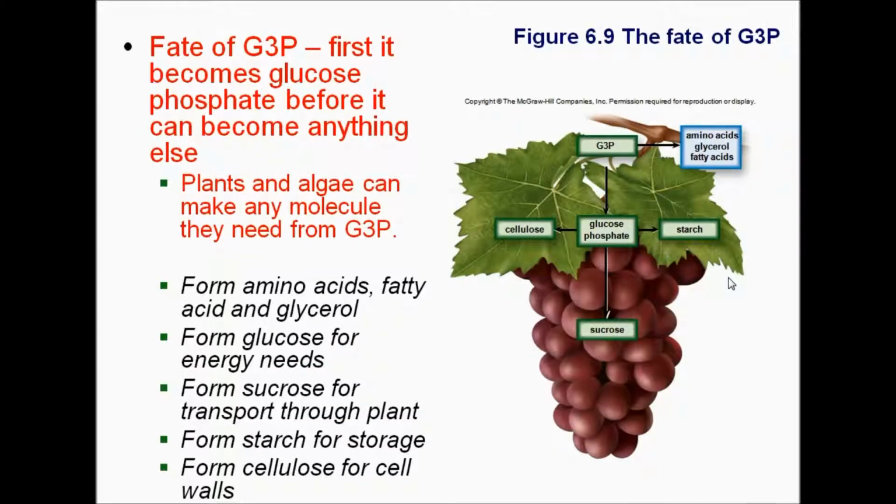Watch this. All right, what's going to happen to that G3P? We're closing on the end of this. If you're getting a little overwhelmed, hang in there. We're almost done. All right, so we have that 1 G3P coming out of here. It can go this way and become an amino acid, glycerol, and fatty acids, which turns into a lipid right there. Or it can go this way and become these things. First, it goes into glucose phosphate. It becomes that first. Then it becomes starch or cellulose, different process, or sucrose. Alrighty? Plants and algae can make any molecule they need from this guy right here.